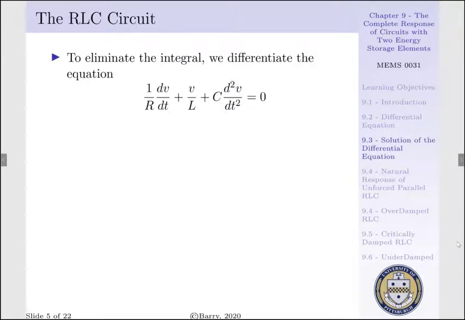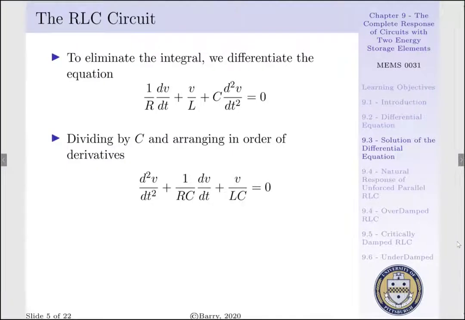Now to eliminate the integral, we want to differentiate our equation. If our current source is constant, that then goes to 0, and our initial current running through our inductor is also 0 when we take the derivative with respect to time. Thus, we'd have 1 per R times the time rate of change of our voltage potential across our resistor, plus our voltage potential across our inductor per our inductance, plus our capacitance times the second derivative of our voltage with respect to time is going to be equal to 0. If we divide by our capacitance and rearrange in order of our derivatives, we have the second derivative of our voltage with respect to time plus 1 per RC times the time rate of change of our voltage plus V per LC is equal to 0.